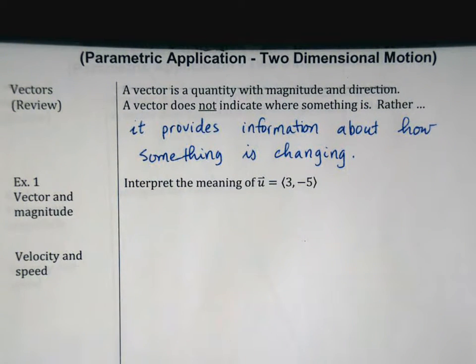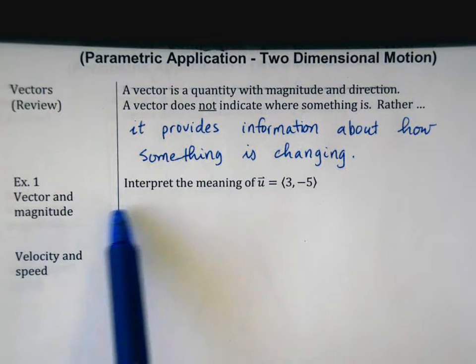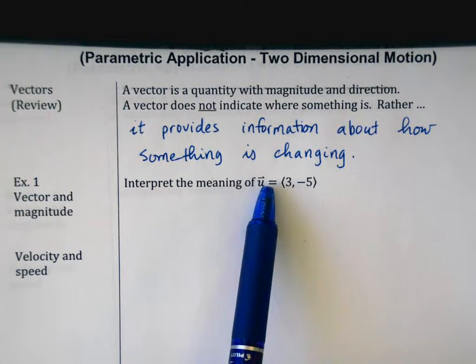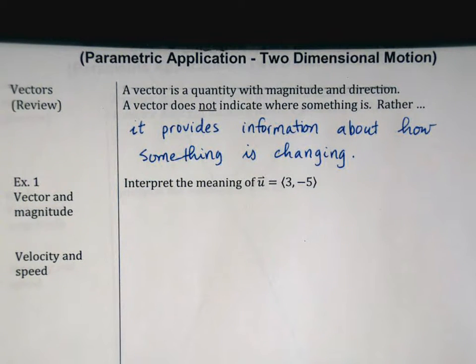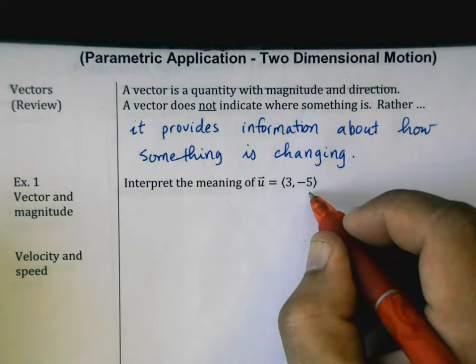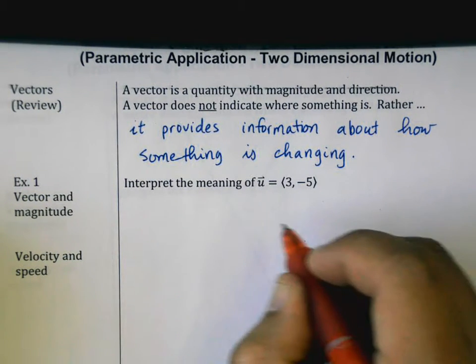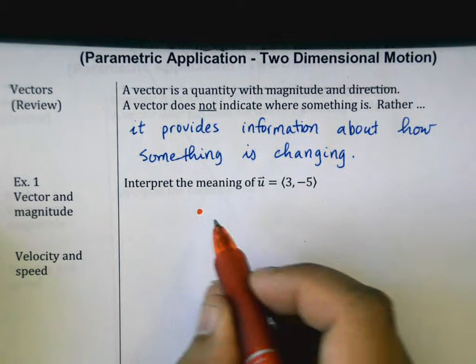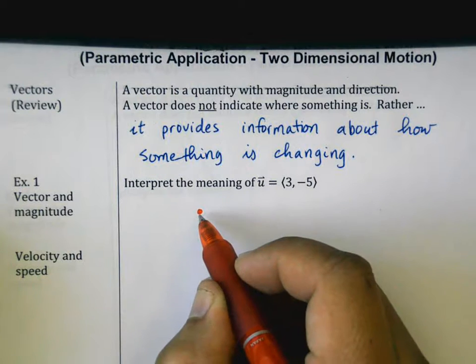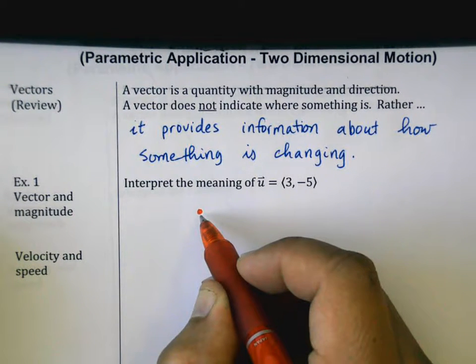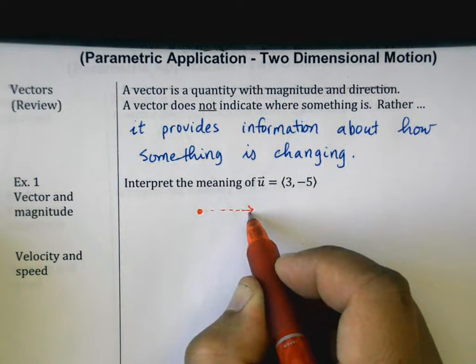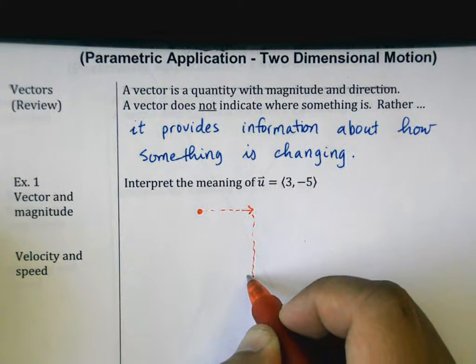So let's look at a very brief example that says, interpret the meaning of this vector. Remember the notation for a vector is the name of it, in this case u, with a half arrow above it. The first number is the horizontal component, and the second number is the vertical component. So this is like saying that I have some point here, and this point could be anywhere, but for the sake of an example, let's have a point here. It may or may not be the origin. This vector basically says its change is going to be 3 to the right and 5 down.